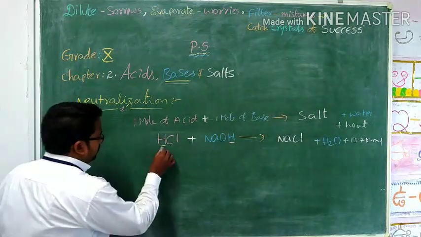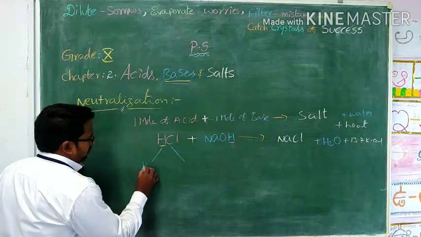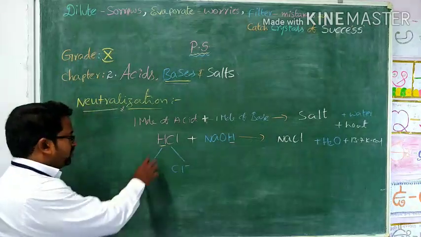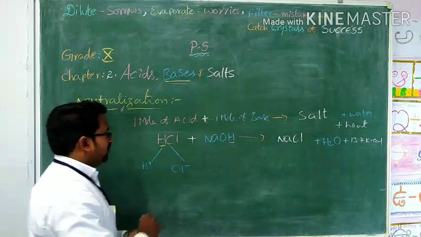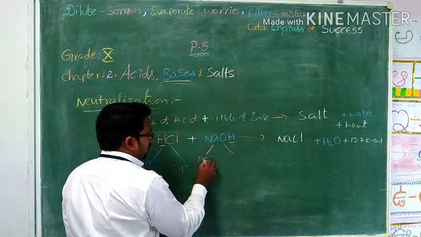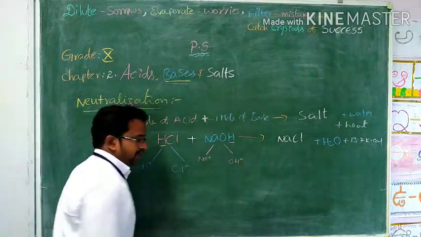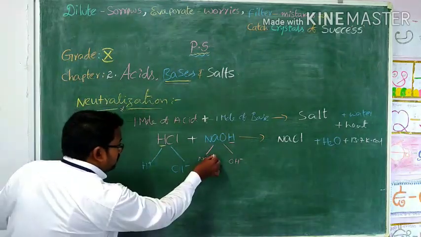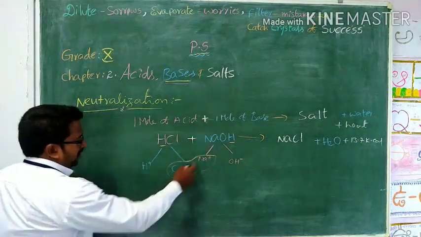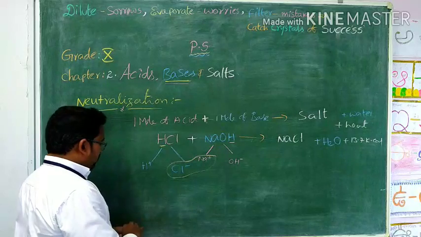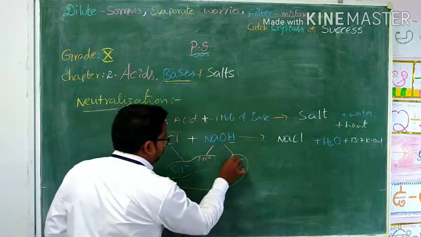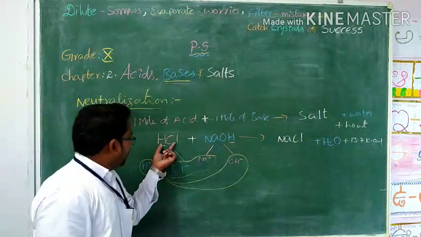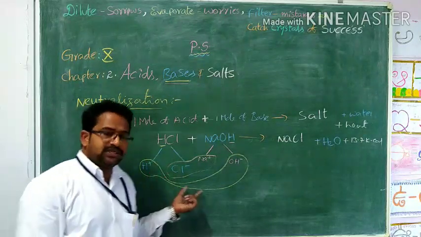If you see this HCl, first it will be decomposed as H+ and Cl-. One decomposition, HCl decomposed. Similarly, NaOH is also decomposed as Na+ and OH-. Right. Now, this Na+ and Cl- will combine, and NaCl will form. And this H+ and this OH- will combine, and H2O is formed.